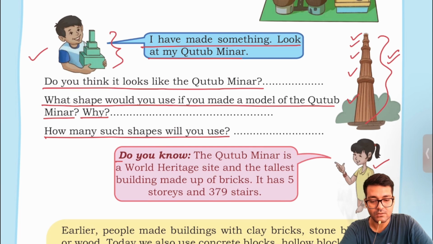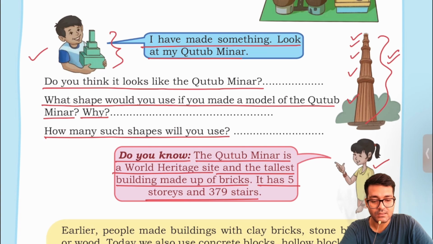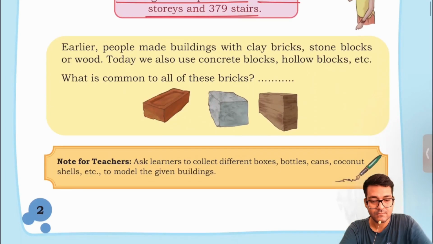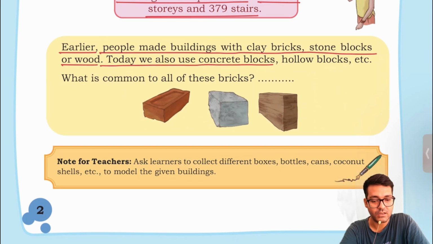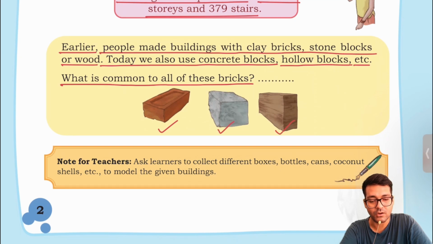This girl says, do you know? The Qutub Minar is a World Heritage Site and the tallest building made up of bricks. It has 5 stories and 379 stairs. Earlier, people made buildings with clay bricks, stone blocks or wood. Today, we also use concrete blocks, hollow blocks, etc. What is common to all of these bricks? You can see here clay brick, stone block and wood block. All these are rectangular in shape.